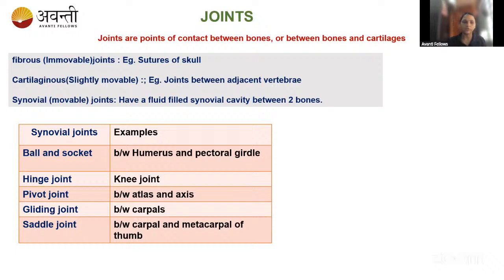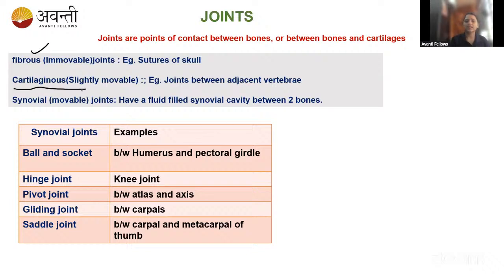Now let us talk about the joints. What are joints, guys? Joints are the points of contact between the bones, and between the cartilages. There are three types of joints. One is the fibrous joint, mainly seen in the skull. In the skull there are skull bones, right? Those bones are attached by the fibrous joint, and it is immovable. We cannot move that.